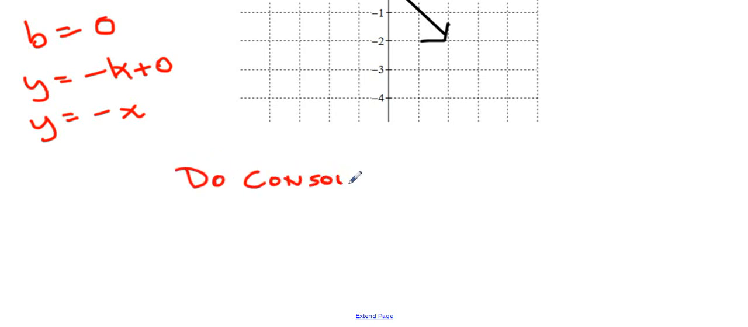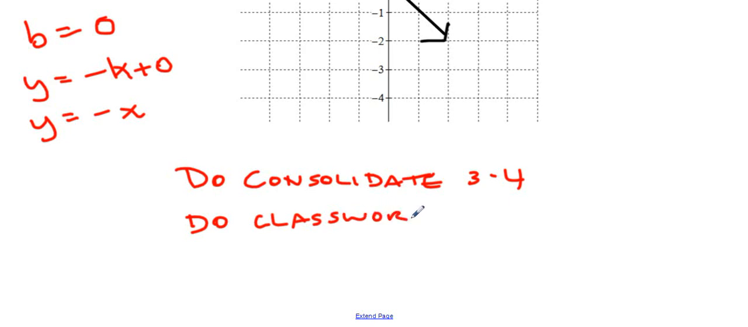All right. So please, as per usual, do your consolidate for 3.4. We're almost finished, by the way. We've got one more lesson, and then we will be having some review time and a test. So you're going to do your consolidate, you're going to do your classwork for 3.4. Check your unit outline for the questions. And is that all you're going to do? I think that's it. Put your consolidates on my desk when you're done.